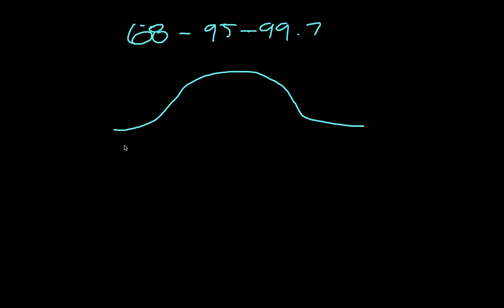Okay, we are going to be looking at the standard deviation and the 68-95-99.7 rule. Okay, what this looks like, it's always this. You've got your little bell curve here, right? In the middle is your mean.